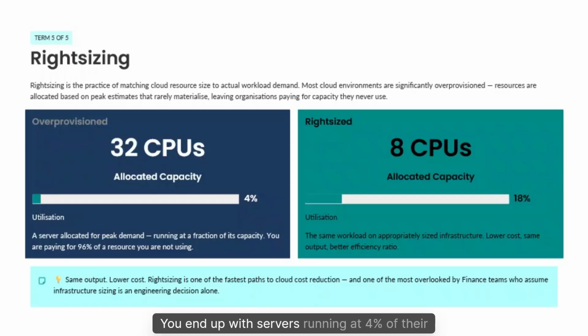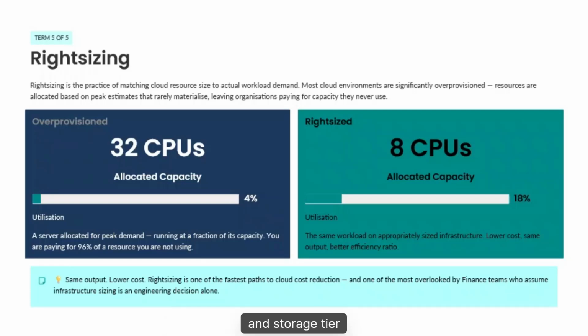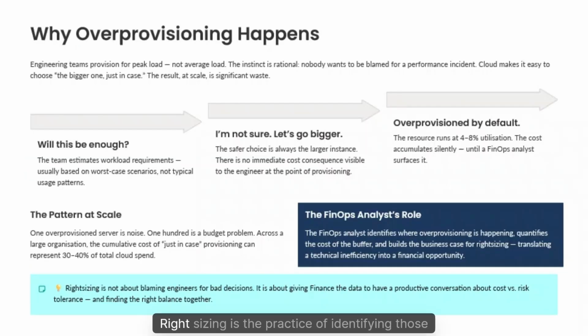You end up with servers running at 4% of their capacity, databases provisioned for 10 times their actual load, and storage tiers that were chosen for a use case that never materialized. Right-sizing is the practice of identifying those over-provisioned resources and reducing them to a size that actually matches the workload. The objective is the same output at lower cost.